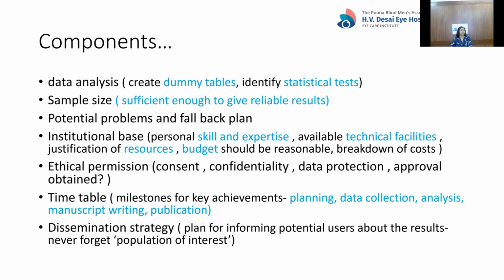And lastly, think about dissemination strategies. How do you plan to disseminate the information or findings of your study to potential users? Potential users could be your professional colleagues such as ophthalmologists, policymakers such as government officials, and never forget the population of interest. If you have, say, carried out a research on patients with cataract, and if your research has come out with some important finding, it is one's moral duty to disseminate this information among the population of interest, that is, people at risk of developing cataract.